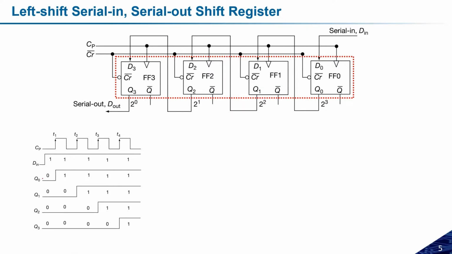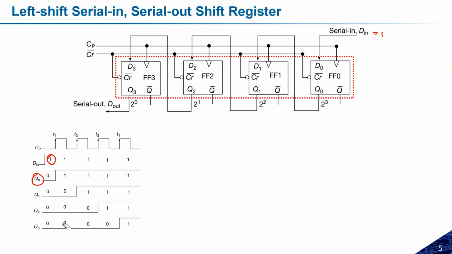Initially, let us assume the outputs are 0 0 0. In the next clock pulse, let us assume D in becomes 1. So this D in is 1. When the positive edge comes, it will reflect on Q0, so Q0 will become 1, and Q1, Q2, Q3 will remain the same because they are shifting in series.